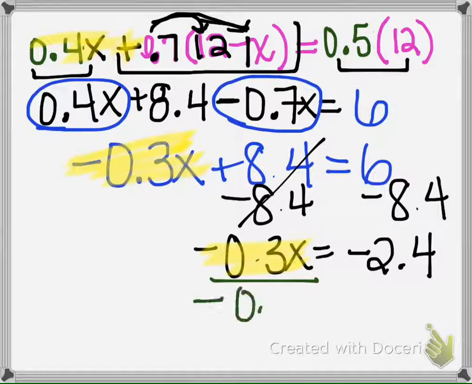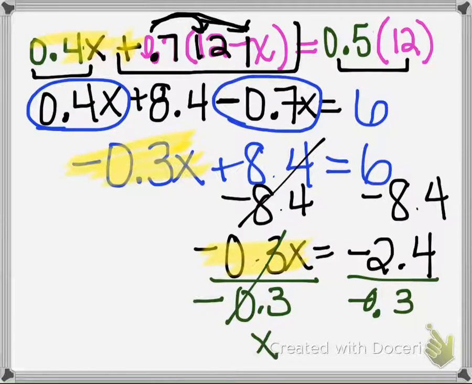And then the very last step, when we have the variable term isolated, we're going to go ahead and divide by -0.3. And then negative divided by a negative is a positive. And then we put on our calculator 2.4 divided by 0.3, and we would get 6. Oh, no, I'm sorry, 8.